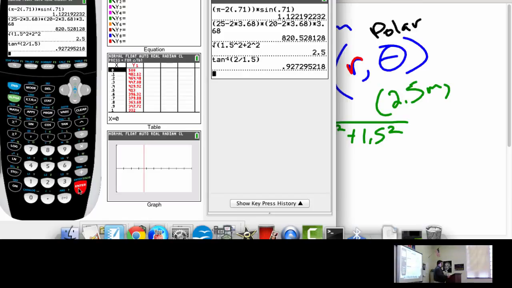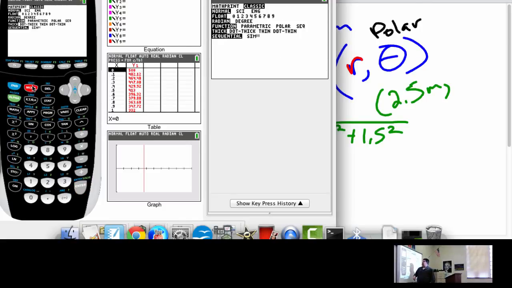Now is that 92 degrees? It's 0.92 what? Radians. Well, it wants our answer in degrees. So how do I get the answer in degrees? Anybody know? I got to change the mode.